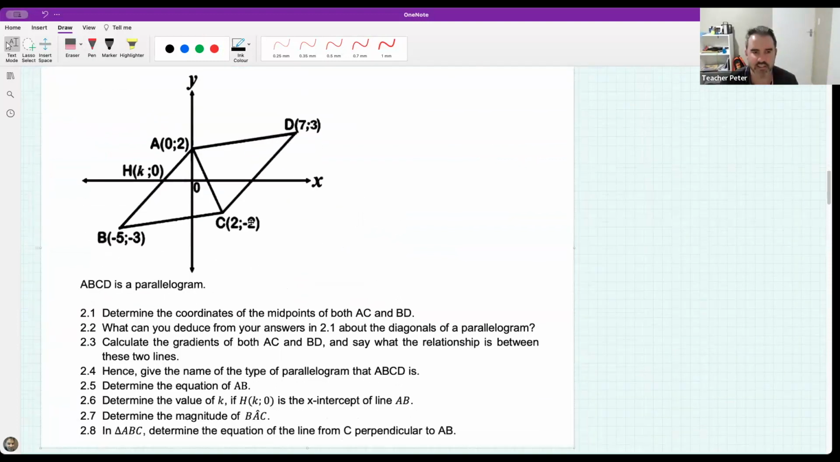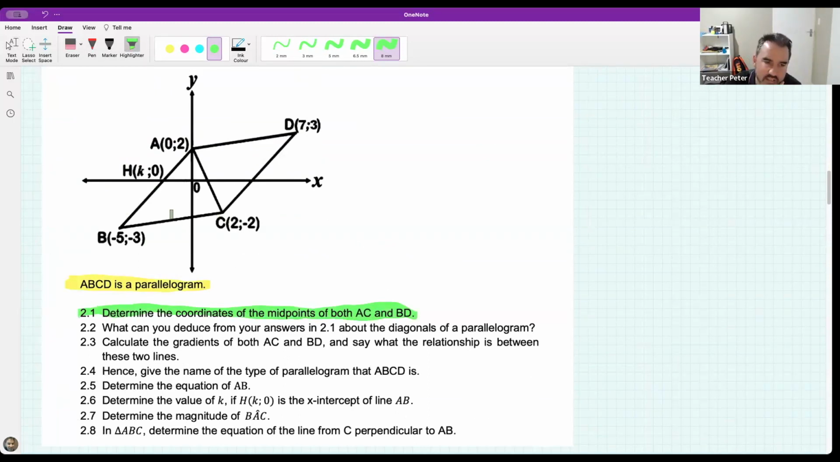All right, let's look at a proper test exam type question. It says ABCD is a parallelogram, and it gives you 4 points and then a mystery point H. Let's start. Find the midpoints of AC and BD.